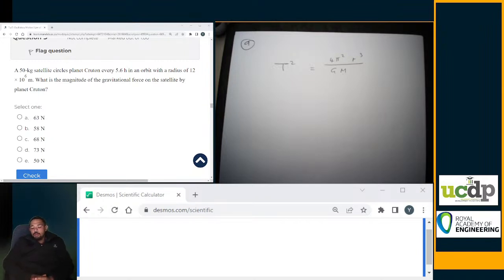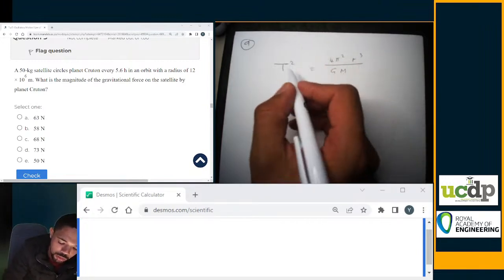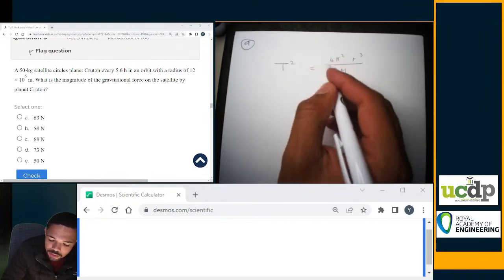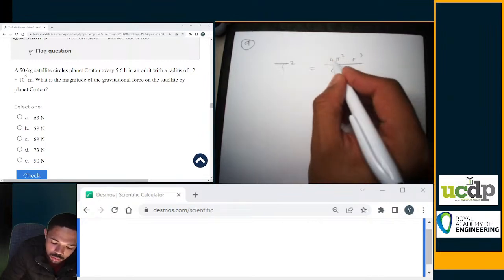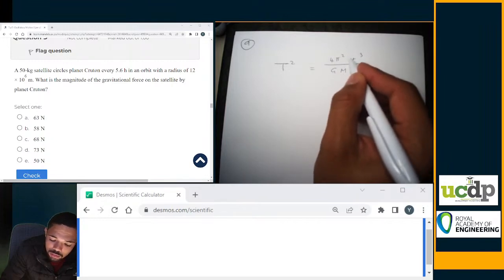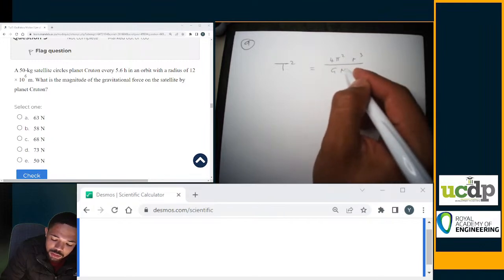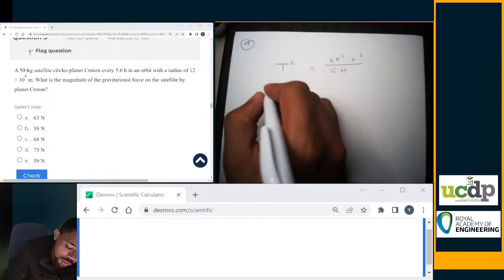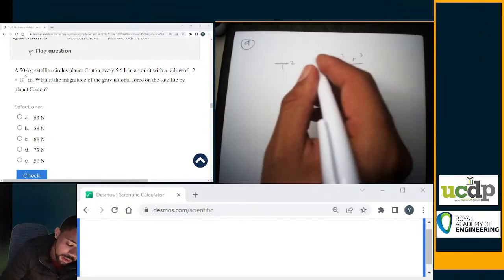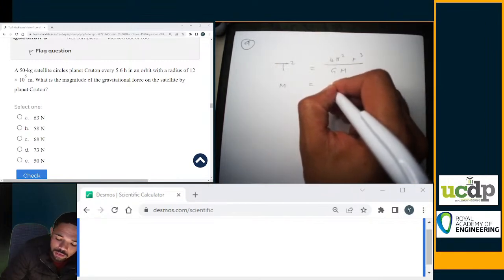First, we need to find the mass of planet Crouton. Now we can use this formula to determine it, because the period squared, which it takes for the satellite to orbit planet Crouton, is equal to 4 times pi squared times the radius of the satellite's orbit cubed, divided by the gravitational constant times the mass of planet Crouton. We want that mass because we want the gravitational force between planet Crouton and the satellite.